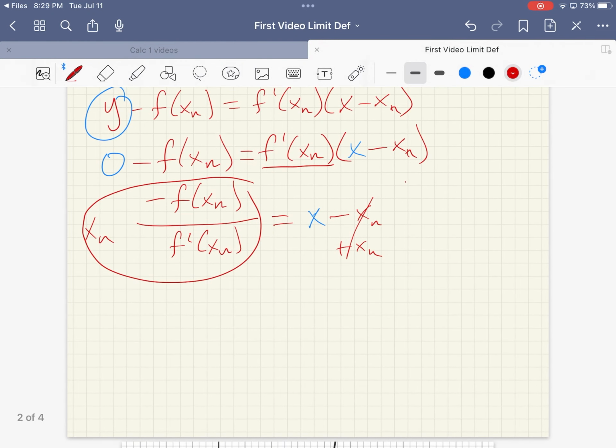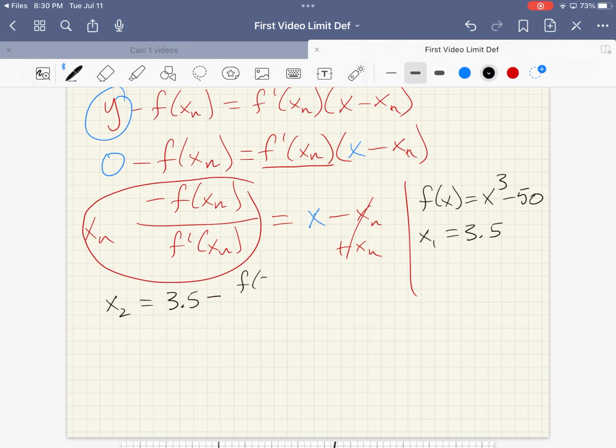Keep in mind that our function is f of x equals x cubed minus 50, and my first guess is 3.5. So therefore, my second x value would be equal to my first one, 3.5, minus my function at 3.5 over my derivative at 3.5.